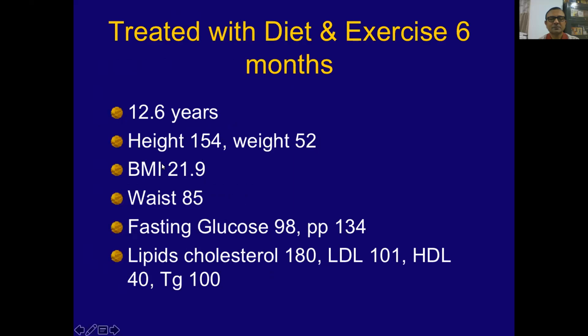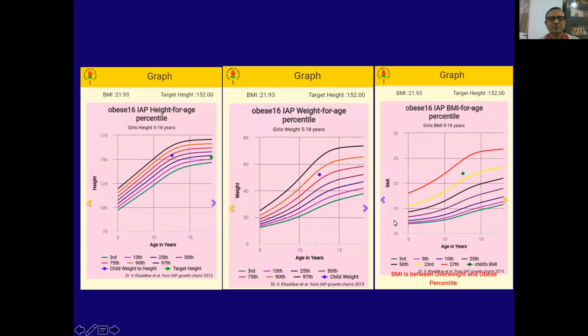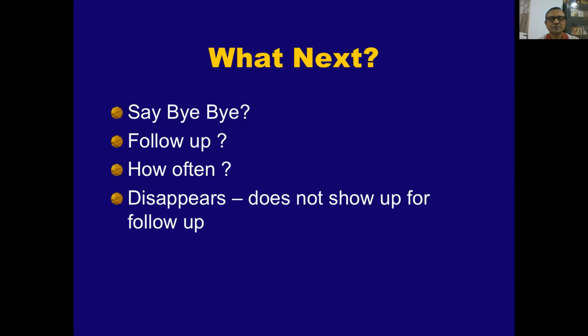You can see on the growth charts, the parameters look much better. From obese, she has come into the overweight category now. Her height is more by about 2.5 centimeters, and the weight has come down. Now, what next? See, this is a typical story of a child whose parents are a bit motivated. They work hard. With diet and exercise, you see this. And once you praise them, they're very happy. They just disappear. But you shouldn't say bye-bye to such children.